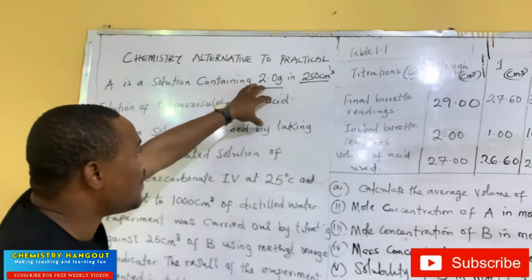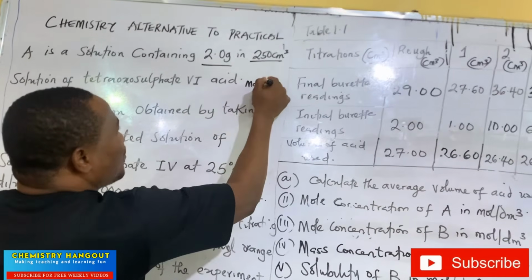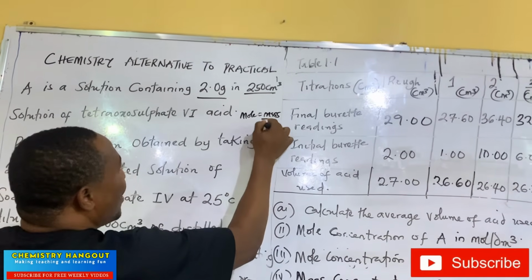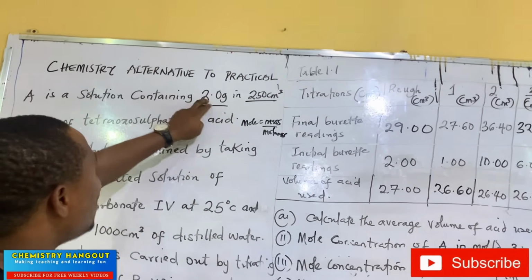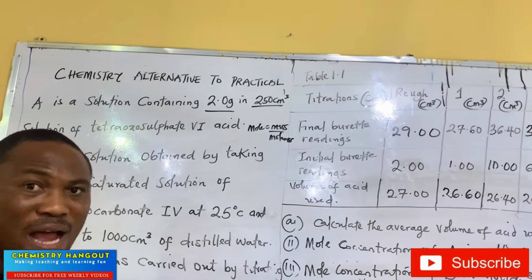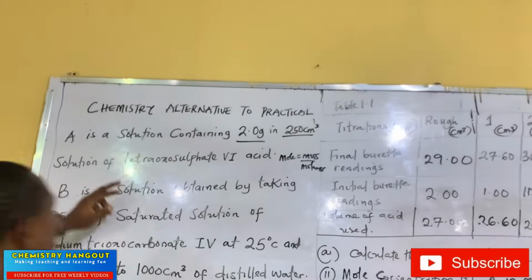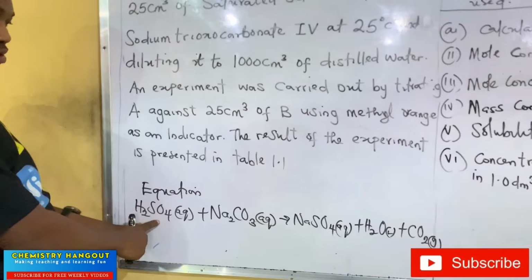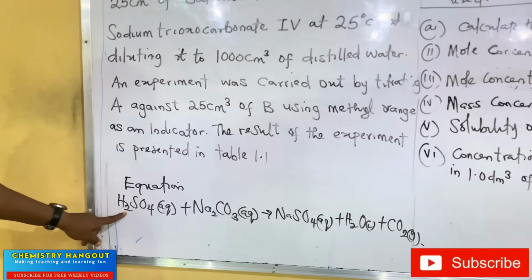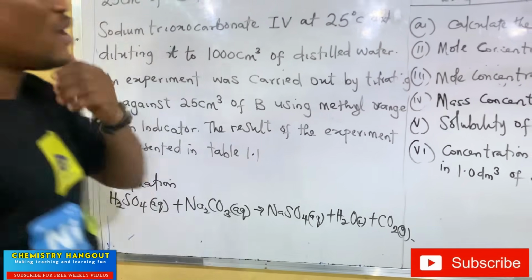So they gave us this one in mass. I told you something. I said when you see mole concentration of A in mole per dm cube, the first formula that will come to your mind is mole equal to mass over molar mass. Did you see that? So the mass, you know this is in 250. Of course, I can convert it to 1 dm cube, which means the mass is given. I'll work out that now. The molar mass, can I calculate the molar mass? Yes. They said tetraoxosulfate 6 acid. In fact, they gave us the equation of reaction. Did you see that? They gave us the equation of reaction here to be what? To be H2SO4 and sodium carbonate. So I can get that.